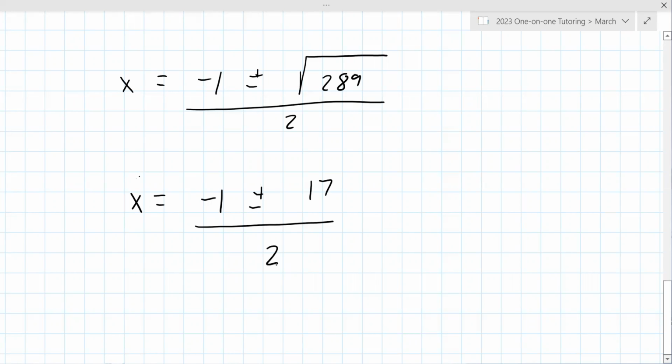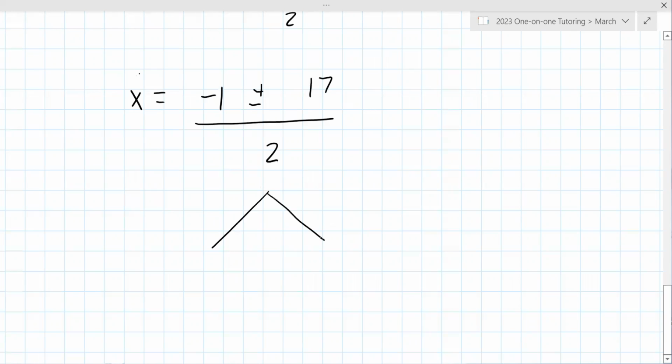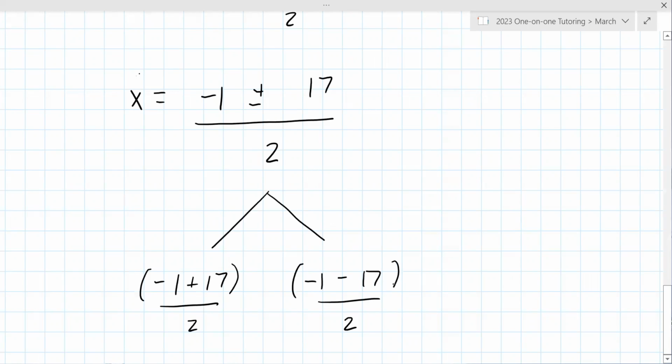Right, so this is like a case 1, case 2 situation. It's -1 plus 17 divided by 2, -1 minus 17 divided by 2. All right, now you want to evaluate the numerator first. So let me know what you come up with when you simplify each of these, please. You got to work them both out. They're case 1, case 2, like they're both true. There's always two solutions to quadratics.